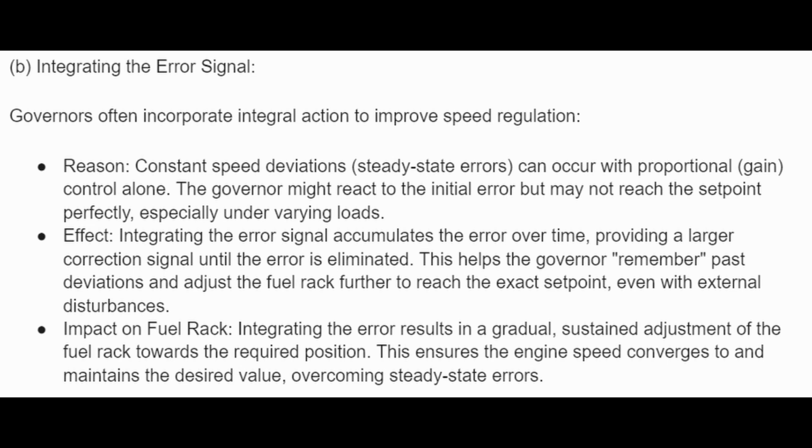the error is eliminated. This helps the governor remember past deviations and adjust the fuel rack further to reach the exact set point even with external disturbances. Impact on the fuel rack. Integrating the error results in a gradual, sustained adjustment of the fuel rack towards the required position. This ensures the engine speed converges to and maintains the desired value, overcoming steady-state errors.